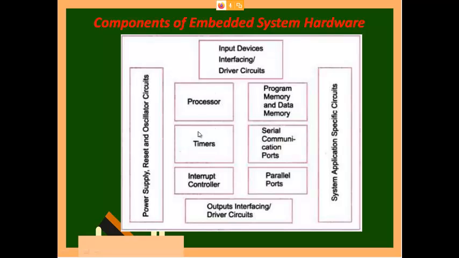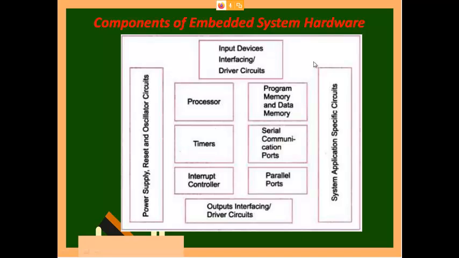What are the components? Processor, timer, interrupt controller, output interface device, then parallel port, serial port. A parallel port and a serial port are ways of communicating the data. Then program memory and data memory. There are two types of memory. I think you might have studied the 8085 where you had a single memory, and when you see a microcontroller, you will see there are two memories. One is separately for program, another is separately for data.